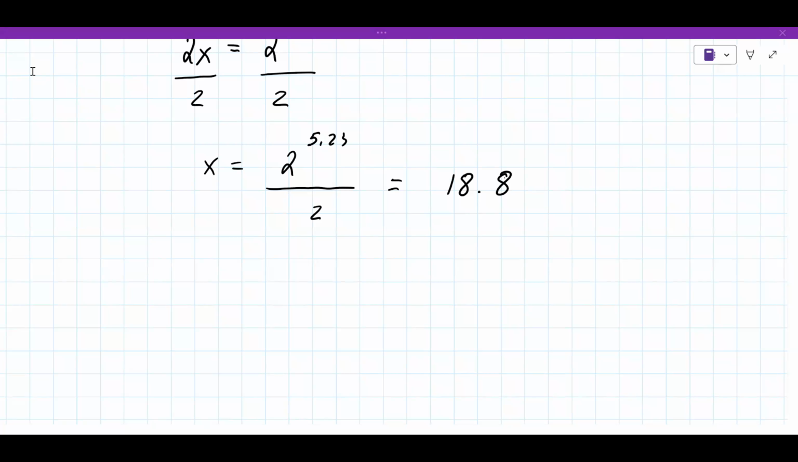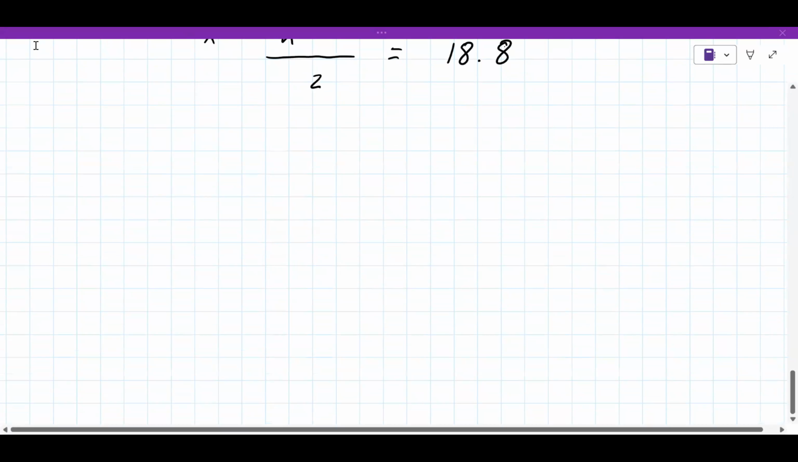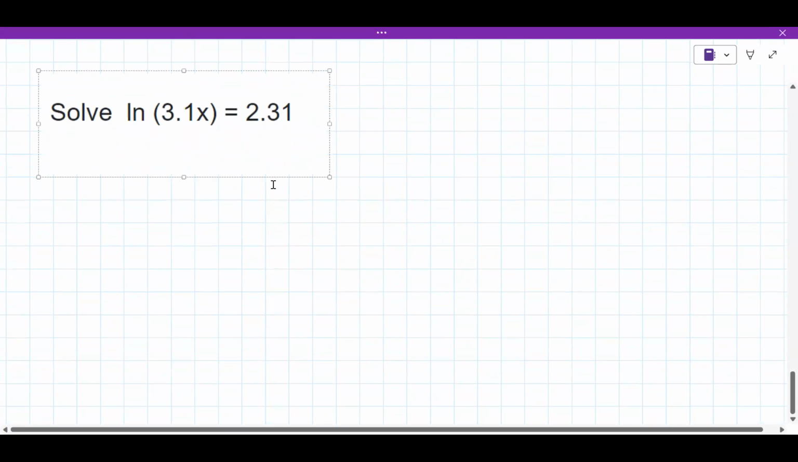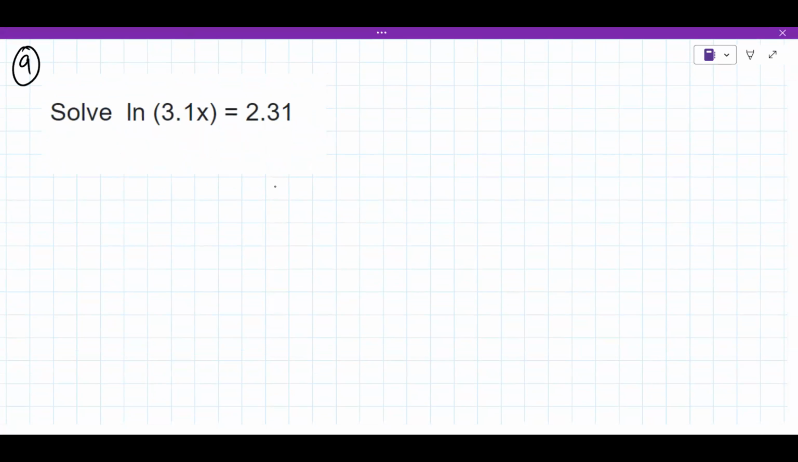All right. So number 9 is very much like number 7. Very, very much like number 7. This is number 9. So how did we undo ln in number 7? We did e. So it's e to the natural log of 3.1x equals e to the 2.31.